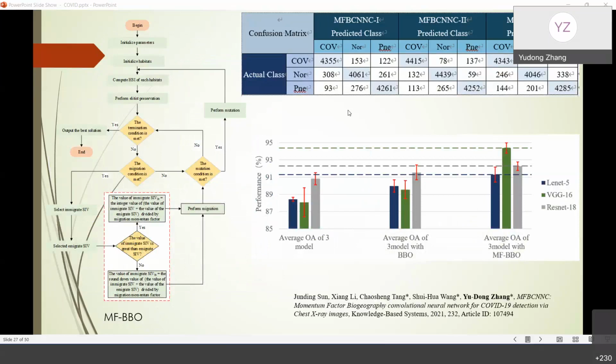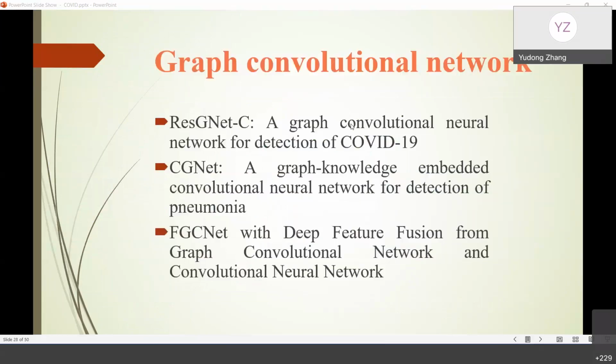And this slide shows the result. So we tested a triple class classification: COVID-19, the normal, the healthy one, and the pneumonia, and we get very excellent results here. Due to the time limit, I will try to accelerate.